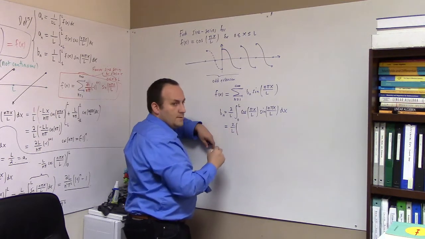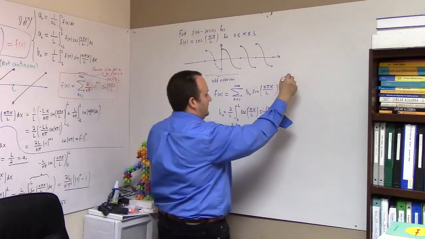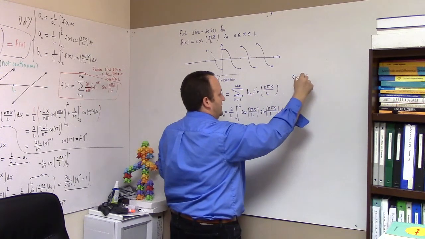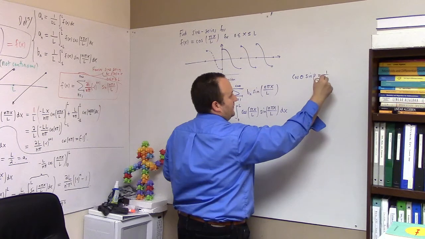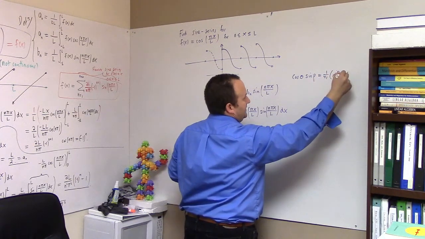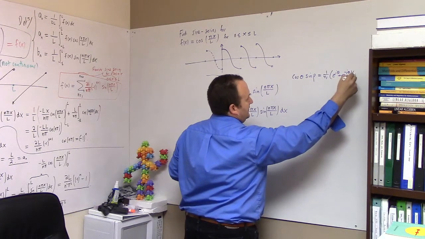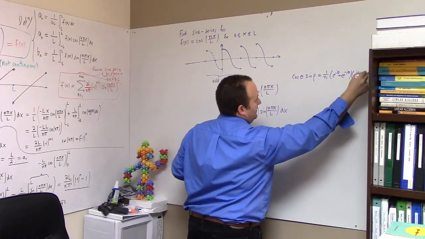Euler knows. Do not remember. Don't remember. Yeah, me neither. Right. Cosine theta sine beta is 1 over 4i, e to the i theta plus e to the minus i theta, sorry, Cooper, times e to the i beta minus e to the minus i beta.